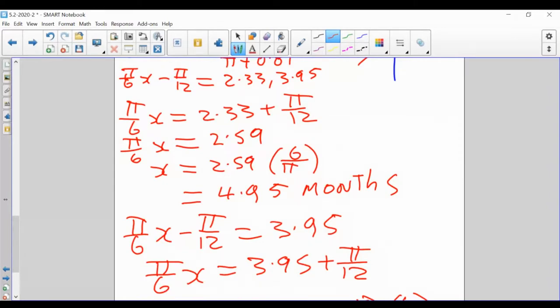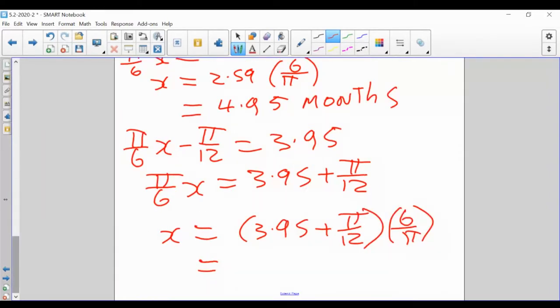Alexa, please go ahead. Oh, is that the final answer or is that the 3.95 plus the pi? You figured it out. Okay, perfect. So 8.04 sounds about right to me. And that, of course, is months as well.